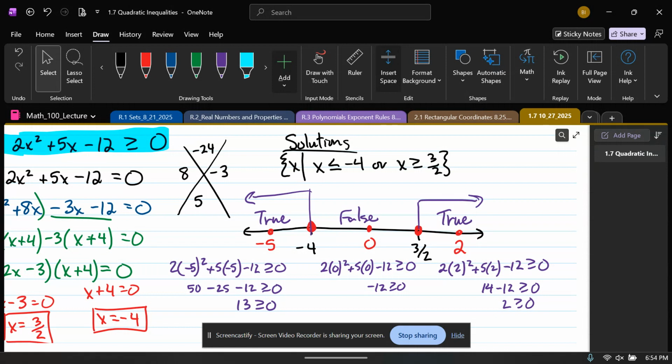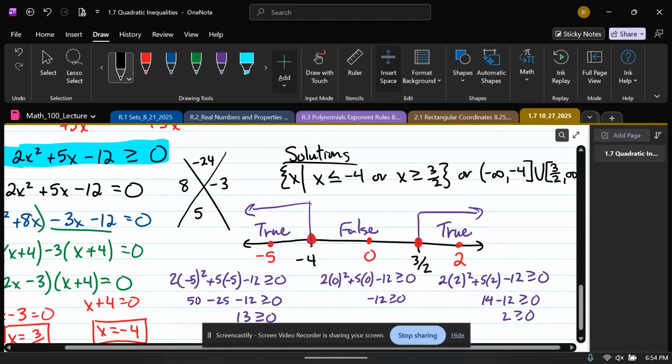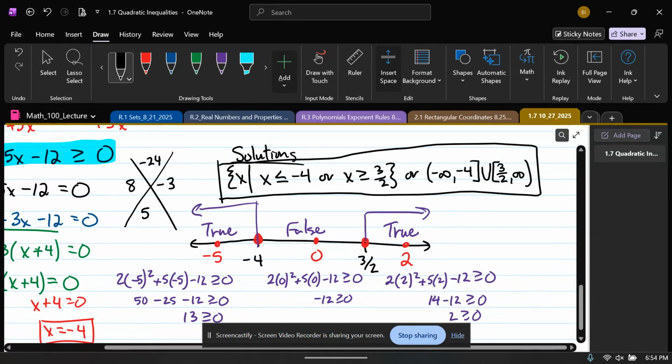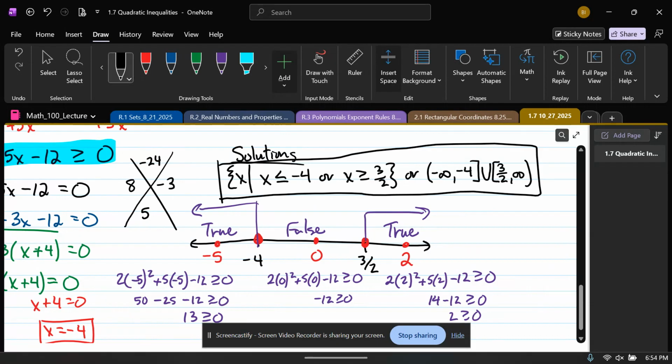The interval notation for that, you would have parentheses, negative infinity, up to negative 4 with a bracket, union, bracket, 3 over 2 to infinity. We've been working hard to get in between set and the interval notation. That's the key. Got to be able to do both of those things.